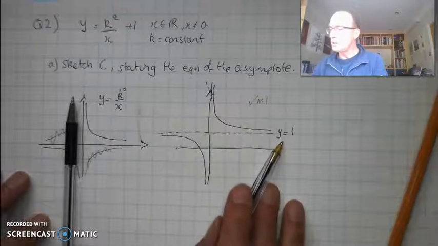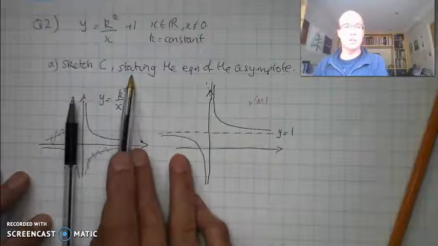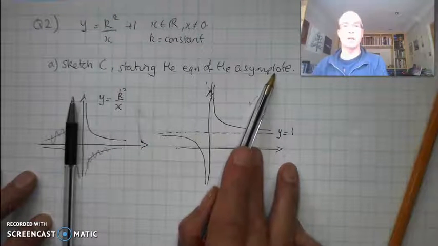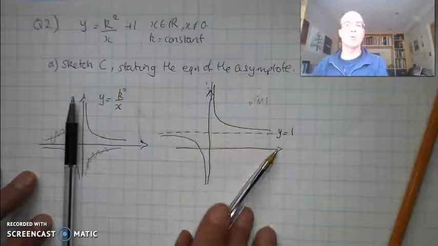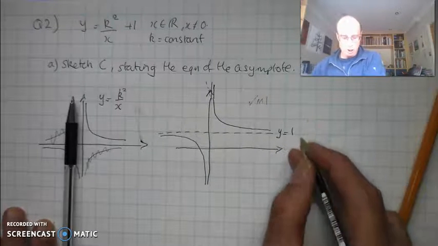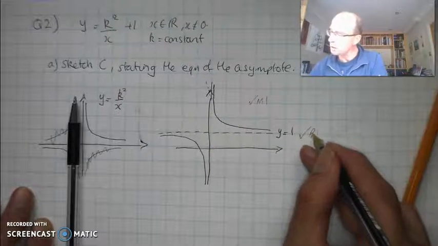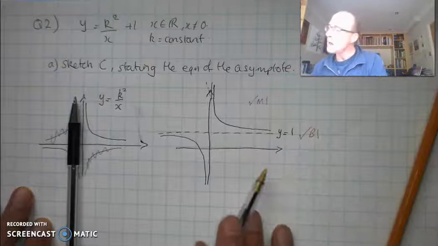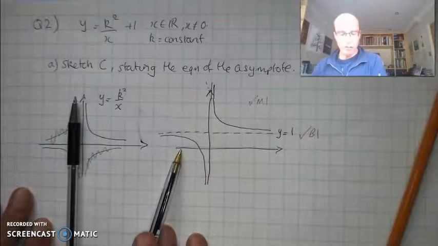Secondly, we needed to state, because the question says stating the equation of the asymptote, so I can either write that underneath or label it up on your diagram. Asymptote there, y equals 1, got you a B mark, so an accuracy mark.